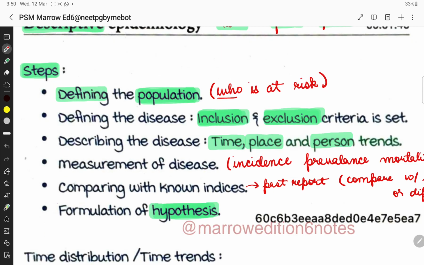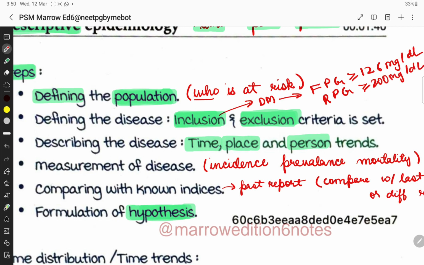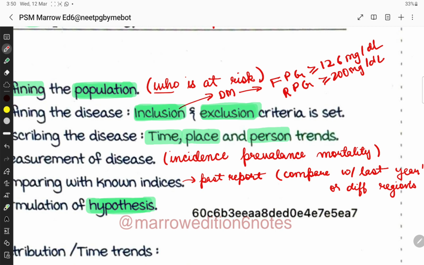For example, the inclusion criteria of diabetes mellitus. The inclusion criteria of diabetes mellitus are: fasting blood glucose greater than or equal to 126 milligram per deciliter, or random plasma glucose greater than or equal to 200 milligram per deciliter, or 2-hour plasma glucose greater than or equal to 200 milligram per deciliter, or HbA1c greater than or equal to 6.5%. So these are the inclusion criteria for diabetes.